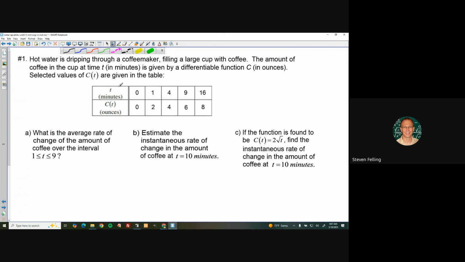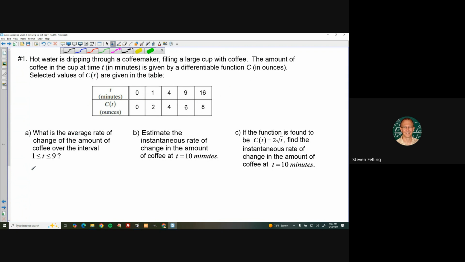Hot water is dripping through a coffee maker, filling a large cup with coffee. The amount of coffee in the cup at time t in minutes is given by a differentiable function c in ounces. Selected values of the amount of coffee c are given in this table. So we know at these 5 times how much coffee is in the cup, but we don't know anything about the intermediate times. What is the average rate of change of the amount?